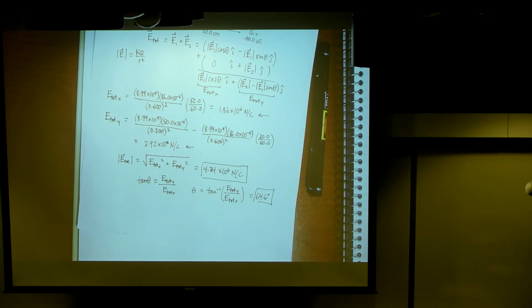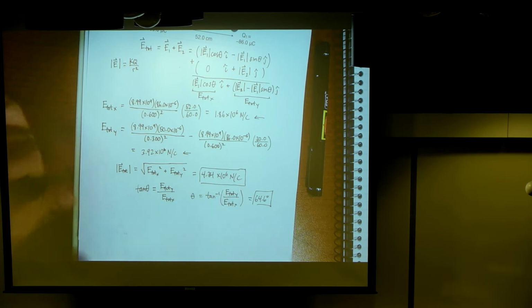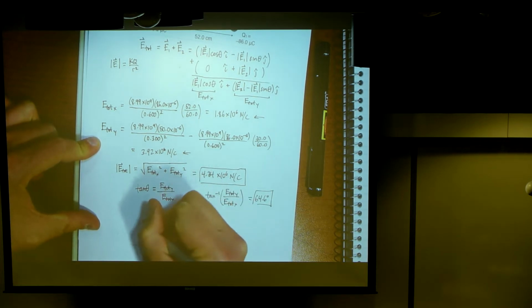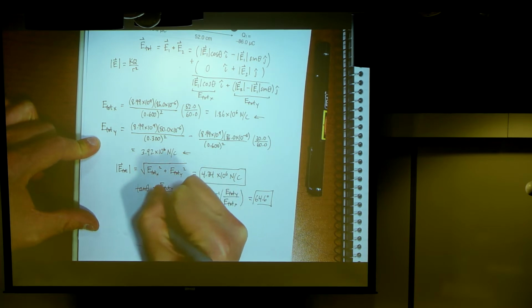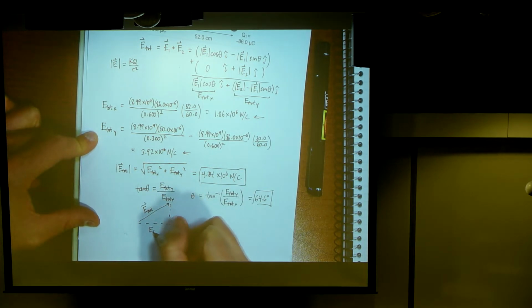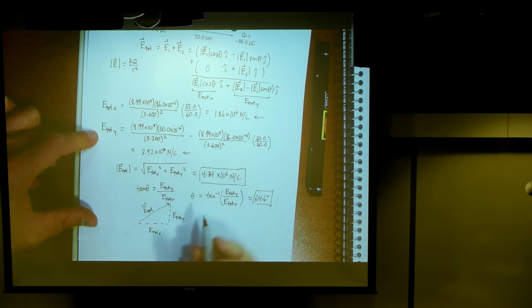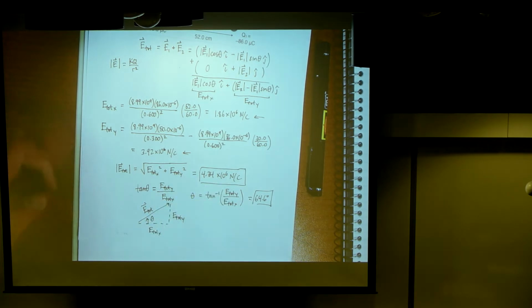So the 64.6 degrees is actually from the negative y-axis, right? No, so here, let's be clear. That angle, let's draw the picture. This is our E total vector, right? And it has an x component, which is positive, and a y component, which is also positive. So we know it's kind of in the first quadrant like this. The angle I'm talking about is this one right here.